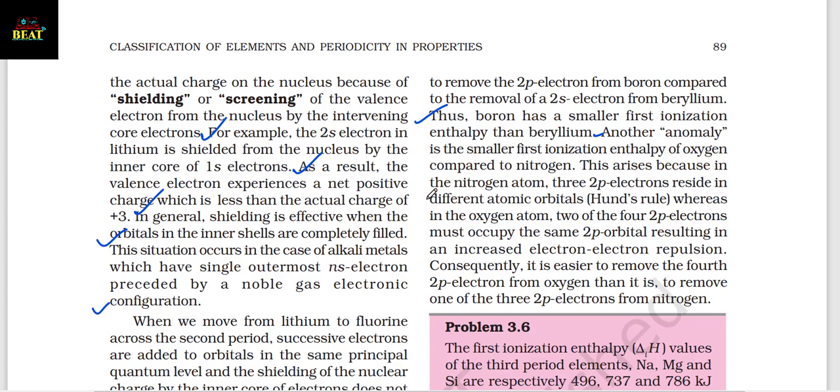Another anomaly is the smaller first ionization enthalpy of oxygen compared to nitrogen. This arises because in the nitrogen atom, the three 2p electrons reside in different atomic orbitals, following Hund's rule, whereas in the oxygen atom, two of the four 2p electrons must occupy the same 2p orbital, resulting in increased electron-electron repulsion. Consequently, it is easier to remove the fourth 2p electron from oxygen than it is to remove one of the three 2p electrons from nitrogen.